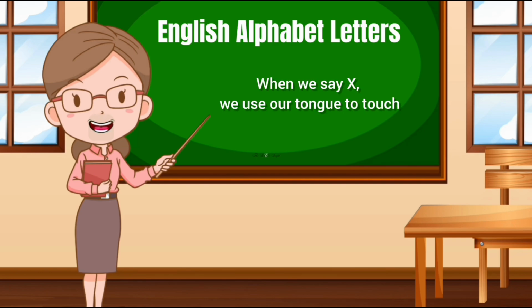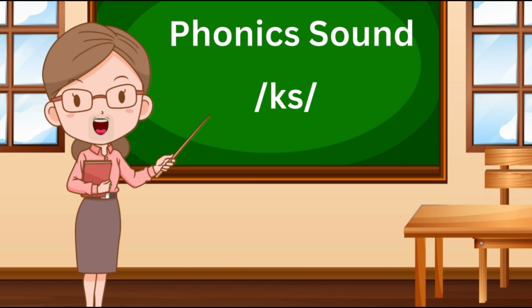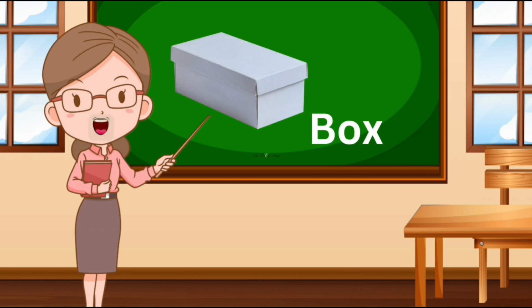When we say X, we use our tongue to touch the roof of our mouth and then let the air pop out. It's a fun sound that helps make exciting words, and it always feels like a little surprise when we find it. The phonics sound of letter X is X, X, sound is used for box.